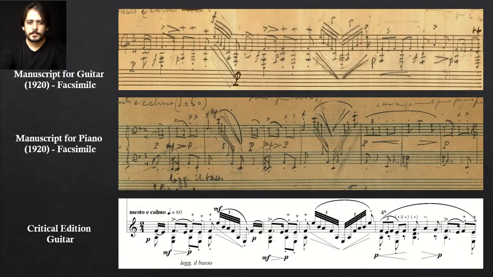I collected 11 sources to develop the critical edition of the Homenaje of Debussy. The next step was to determine which documents were pure and exclude those that had a third-party interference. They were not used to elaborate the critical edition. The pure sources were compared note by note in a long process to elaborate the edition. And these are the documents I used.